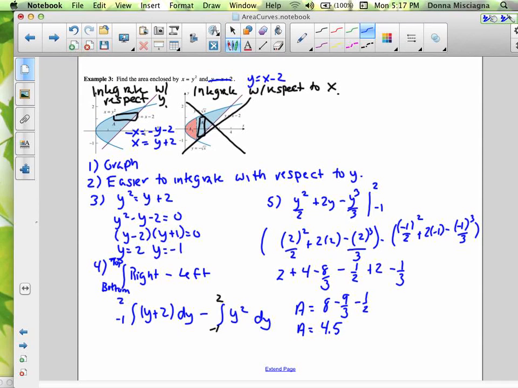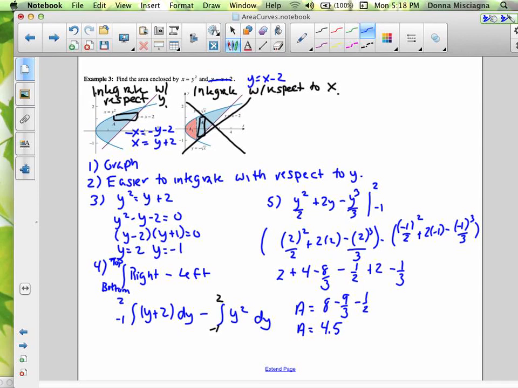All right, so we have 2 squared divided by 2 plus 2 times 2 minus 2 cubed divided by 3. And then we want to subtract off the parts we don't want so that we have just exactly what we do want, that area between the curve. So we're going to have negative 1 squared divided by 2 plus 2 times negative 1 minus negative 1 cubed divided by 3, and we simplify.